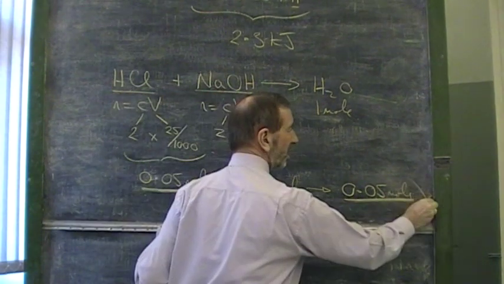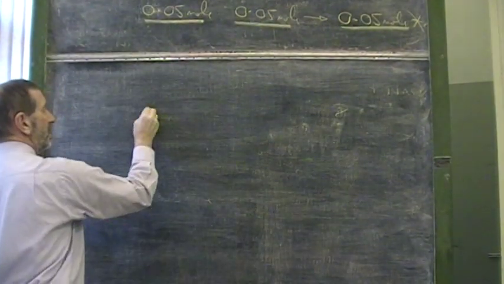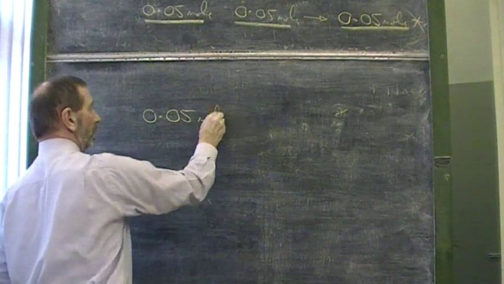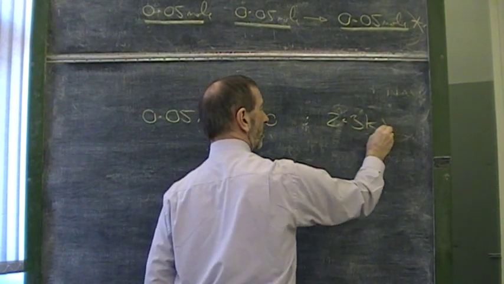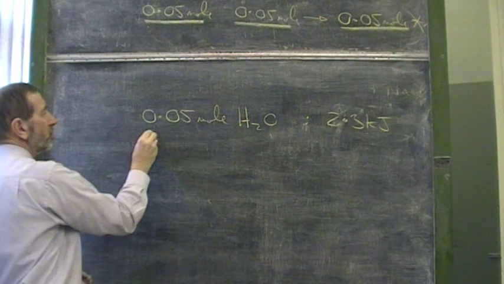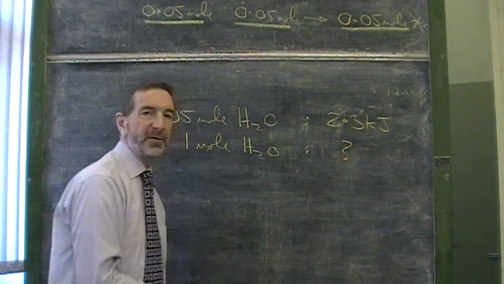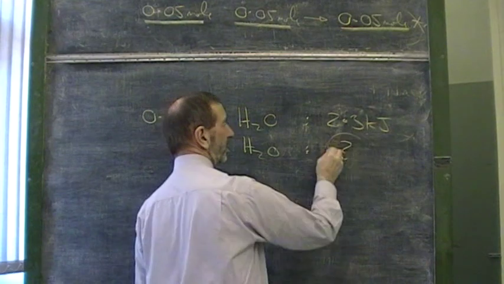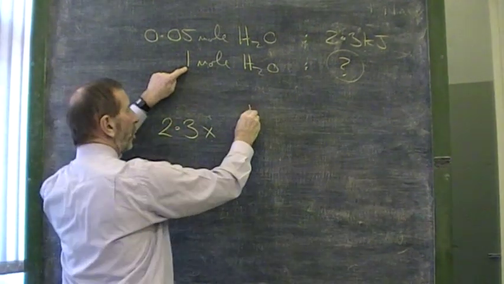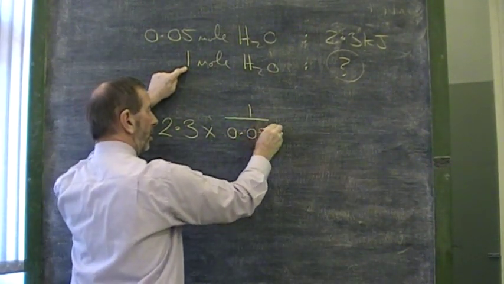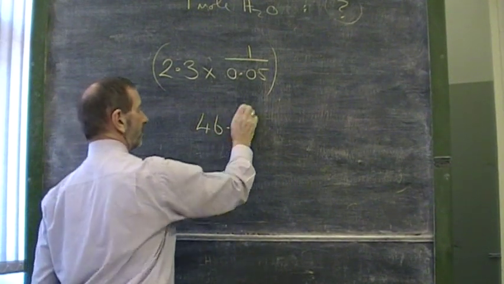But we do know that in making this quantity of water, this amount of heat was involved. So we can say that 0.05 moles of water involved 2.3 kilojoules of energy. If we'd done it on a mole scale and produced 1 mole of water, the question is, how much energy would that have involved? This is going to be a much larger amount of energy, so we want to scale this number up. Scale it up by putting the larger number on top and the smaller number below. And if we do the sum, we'll find it comes to 46 kilojoules.